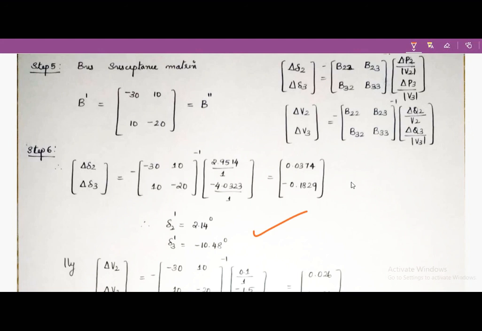These are the steps associated with the calculation. Please do follow these steps as well. Just like we explained in the case of the Gauss-Seidel method, please prepare an algorithm and a flowchart for the Newton-Raphson method and the fast decoupled load flow method as well, because once you know how to do the problem, it is easy for you to write the algorithm or the flowchart. So hope this much is clear to you.